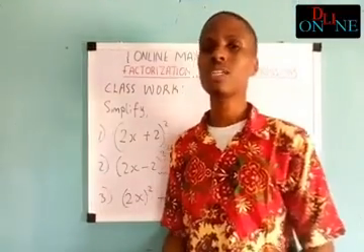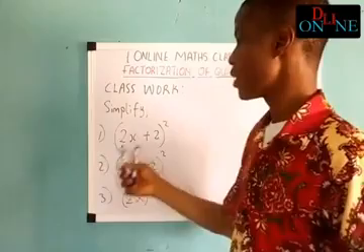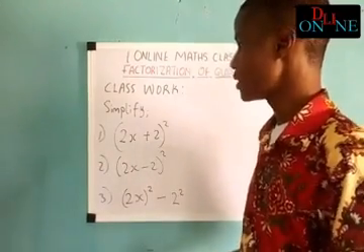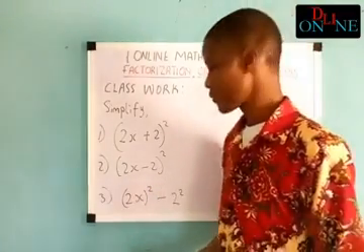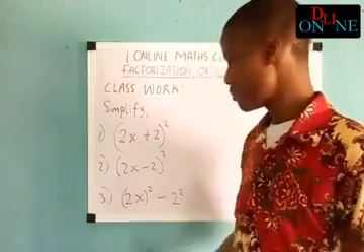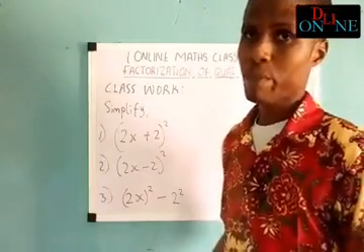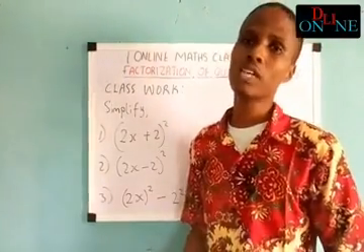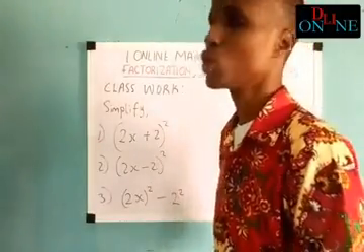Alright, so you're going to do this as your classwork. Simplify: 1, 2x plus 2 all squared; 2, 2x minus 2 all squared; 3, 2x all squared minus 2 squared. Begin the classwork now, and you get the solution to the classwork later on as you will be told, but make sure you work it out now.